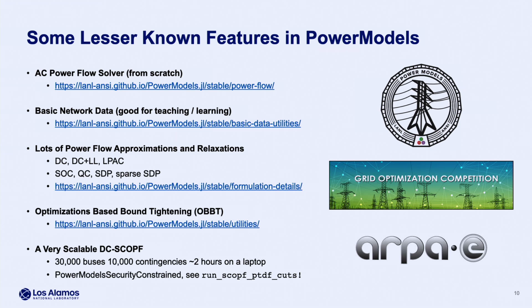And last but not least, there is an extremely scalable DC second-order security-constrained OPF implementation. If you want to solve that problem really scalably, you need to be very clever about modeling the contingency stages and then adding cuts into the master problem. The last time I checked, which was several years ago, this implementation could run DC security-constrained OPF on a 30,000 bus network with 10,000 contingencies in about 2 hours on a laptop like the one I'm presenting from. So that is pretty fantastic. It took me many years to get to that level.